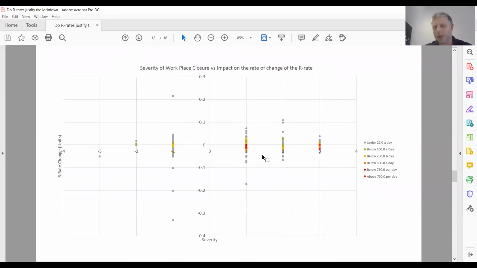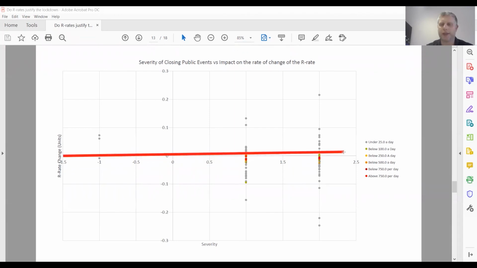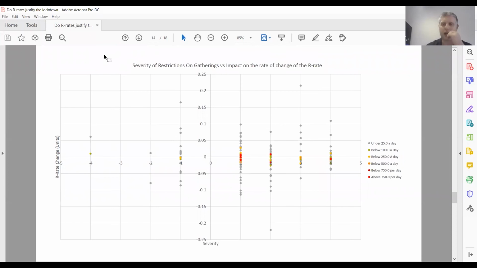If we look at workplace closures, exactly the same problem. Let's put in the up and down, the 0 line. We can see up and down. It's balanced, really. We're not seeing anything that's telling us either way that this is making any difference. Closing of public events. Let me change that 0 line so we can see it properly. And again, we can clearly see balanced up and down, it's the same. And again, restrictions on gatherings, no evidence there.